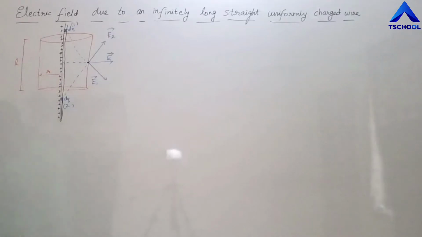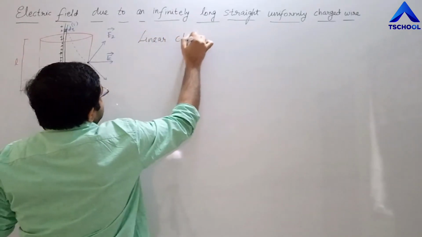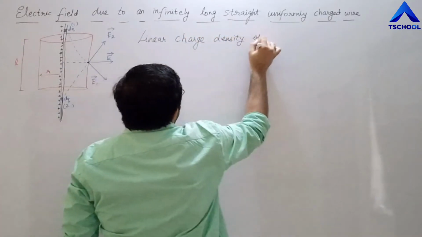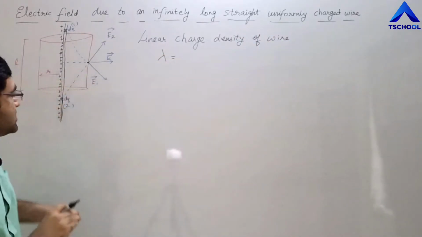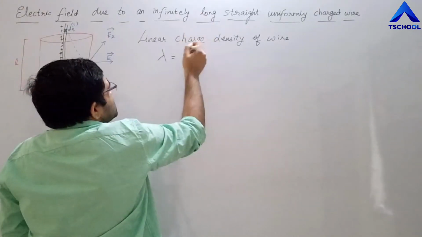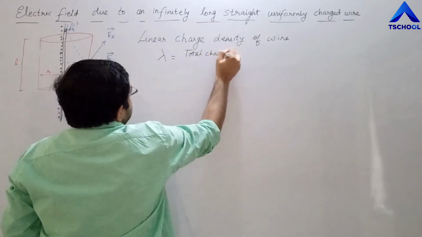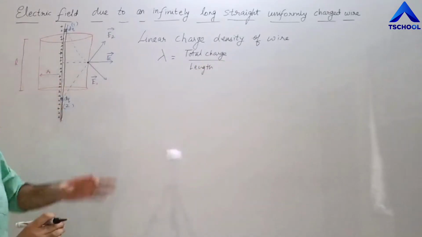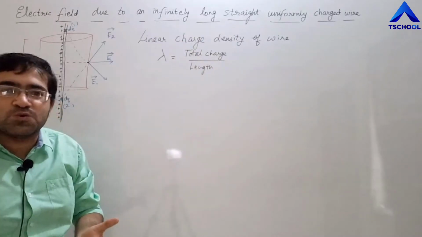So first of all, I could say that its linear charge density of this wire is lambda, and because it is uniform, it does not depend on the position. So I could just say that lambda is equal to whatever the total charge is on this wire divided by the total length. I know this is very large, this is infinite, so the total charge is also huge, right?